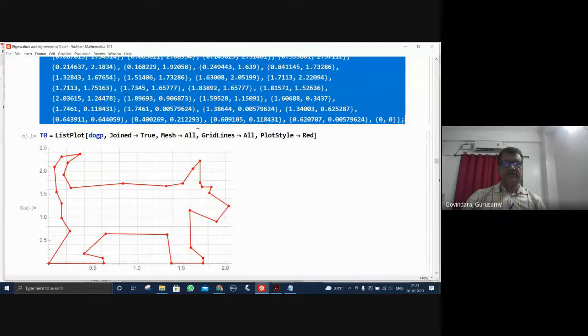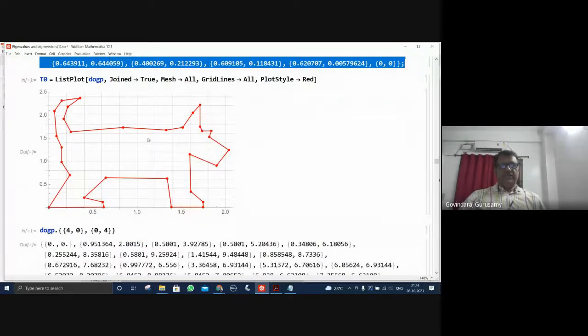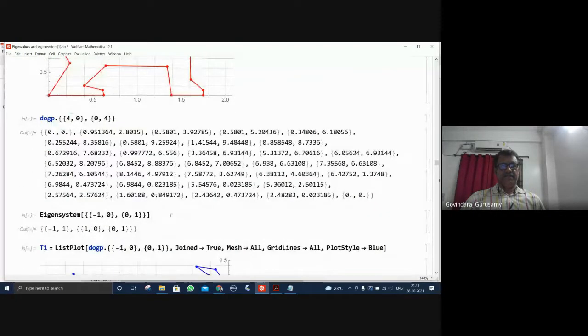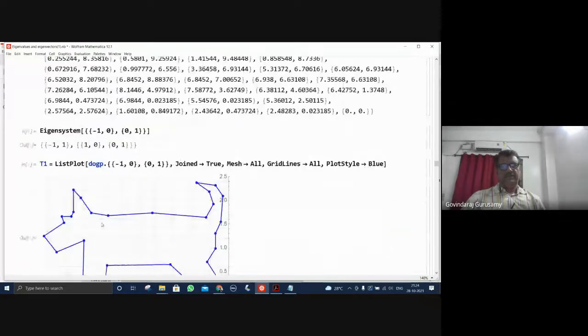Now, if these coordinate points are given, I can change the shape of this picture by simple operations. For example, this is the data of points, and I'm multiplying by a matrix 4, 0, 0, 4.